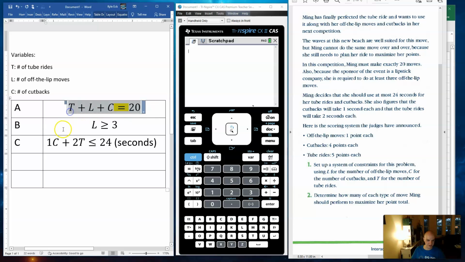So this top one's about total moves. This is about the total of off-the-lip moves. This is about the total number of seconds. Now there are 2 more constraints we need to add.